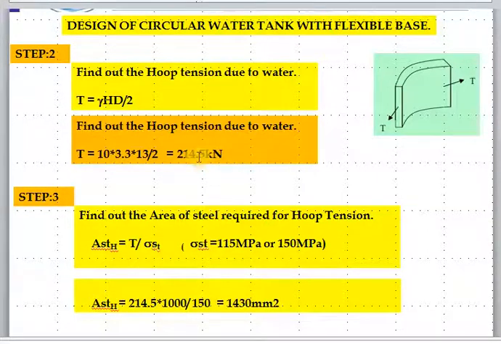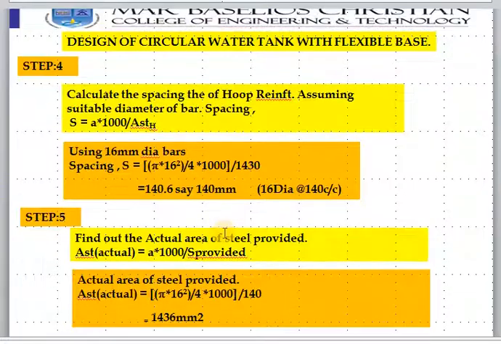214.5, which is your tension, converting into Newton by multiplying by 1000, divided by 150, because 150 is megapascal, Newton per millimeter square. So you will get 1430 millimeter square. So the next step, obviously, once you have got AST, is finding out the spacing. So step 4: calculate the spacing of the hoop reinforcement.